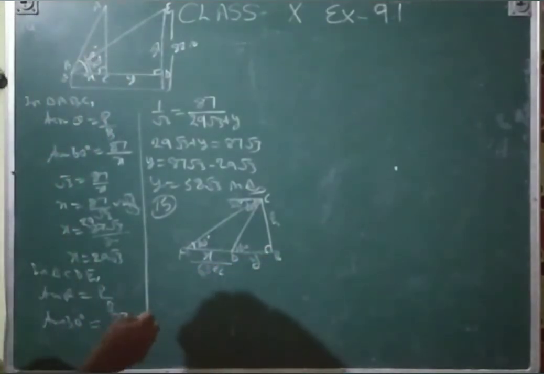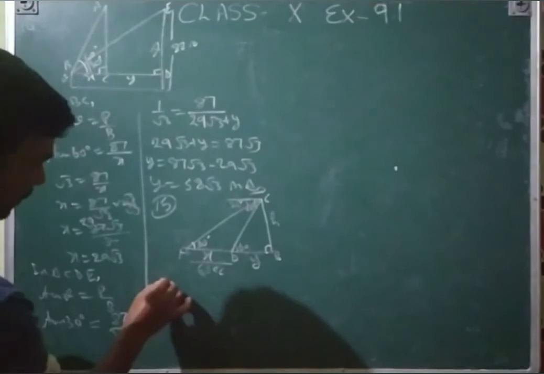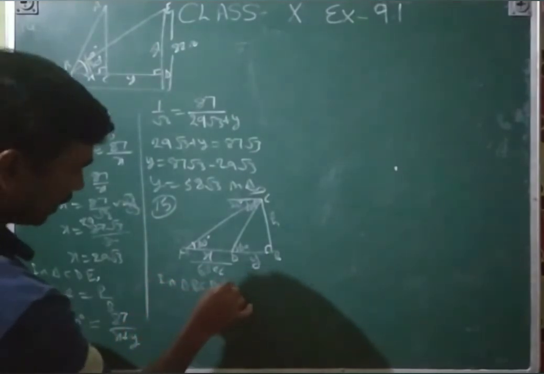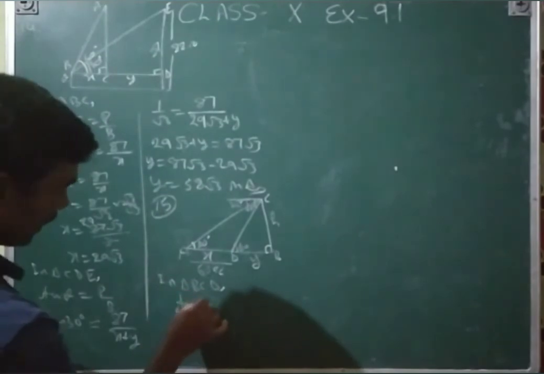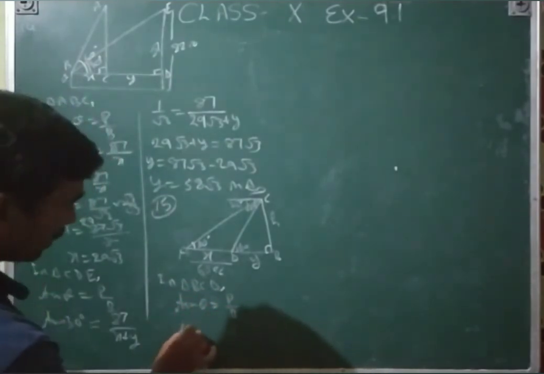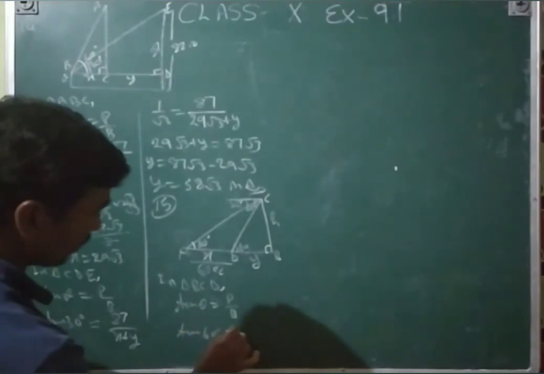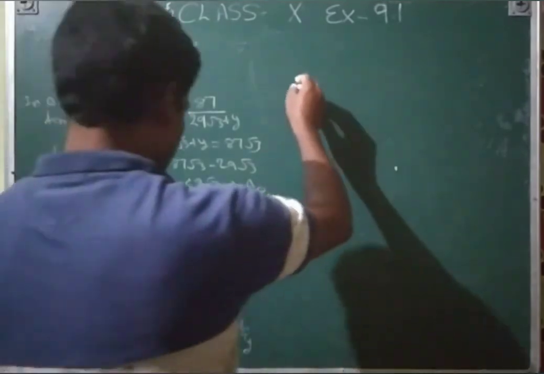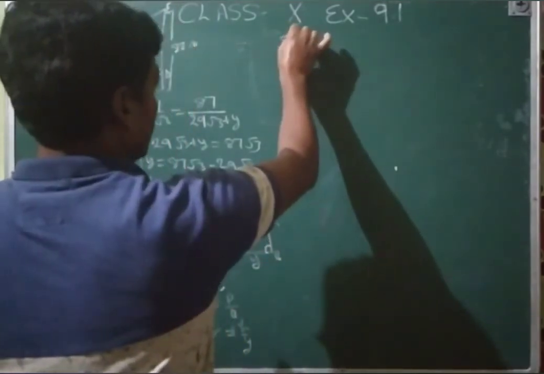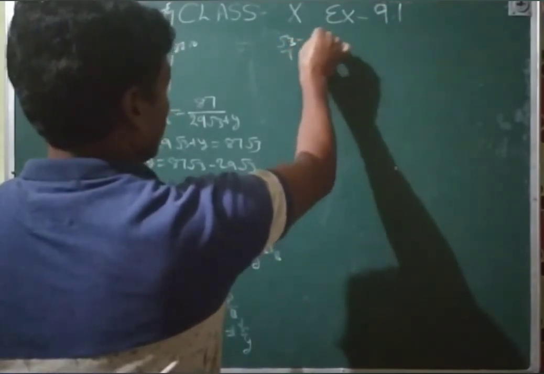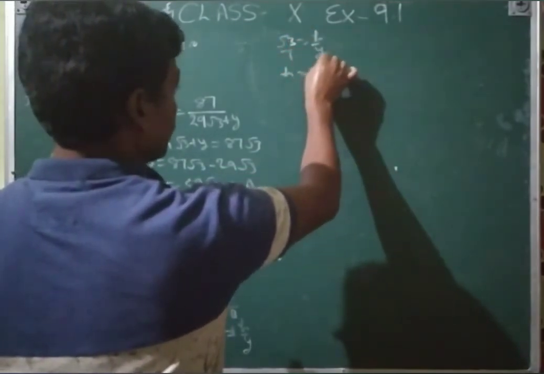First of all we take triangle BCD. In triangle BCD, tan theta is equal to perpendicular upon base. So tan 60 degree is equal to perpendicular H upon base Y. The value of that is under root 3, equal to H upon Y. So H is equal to under root 3 Y.